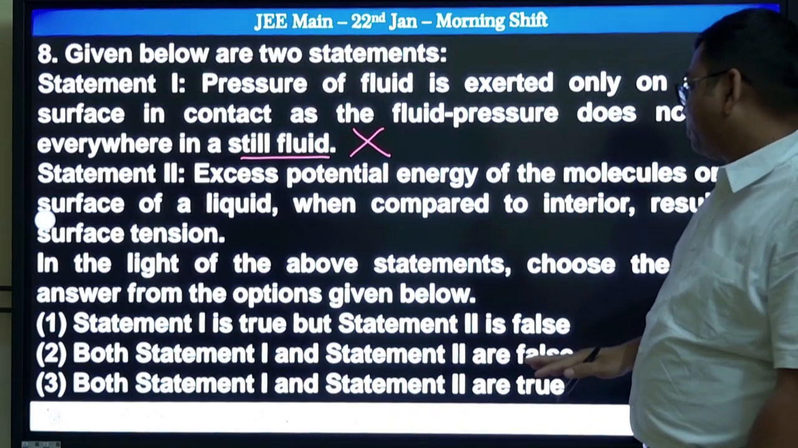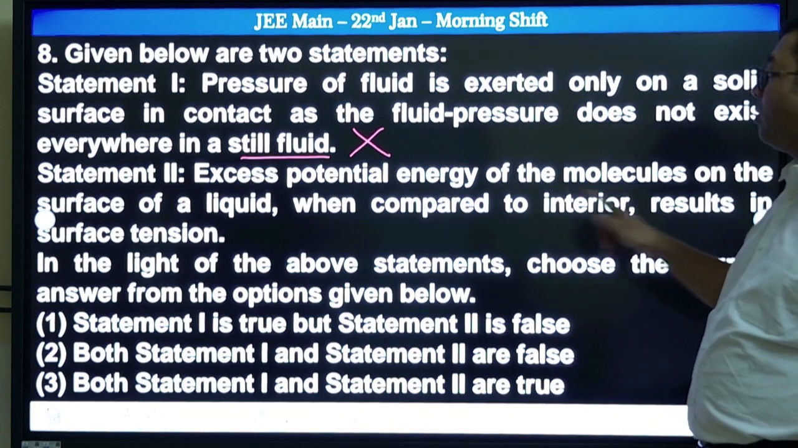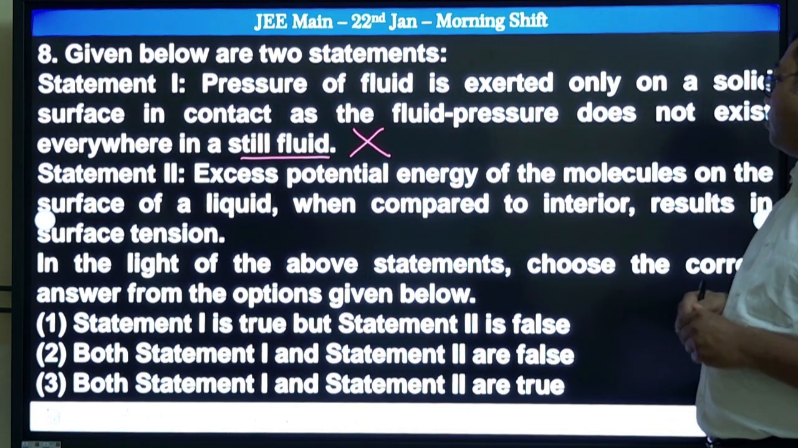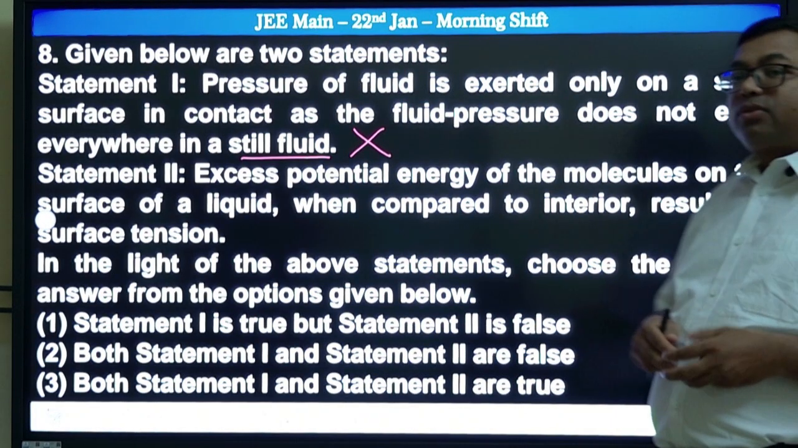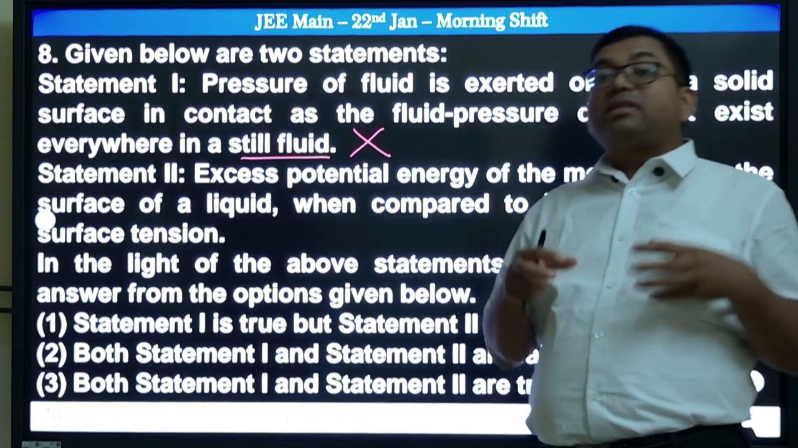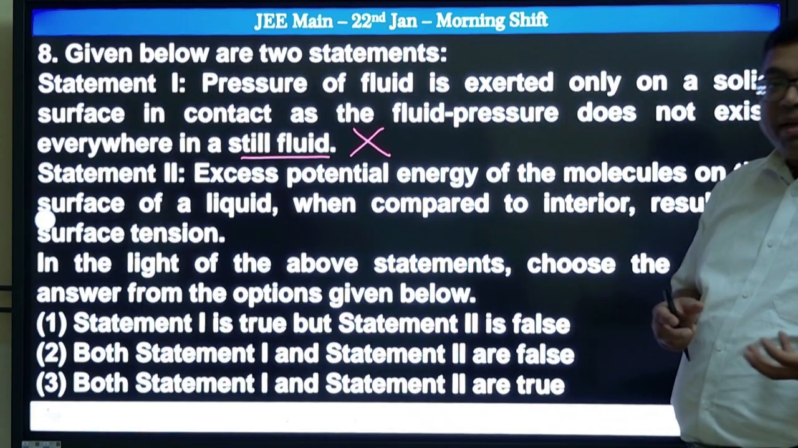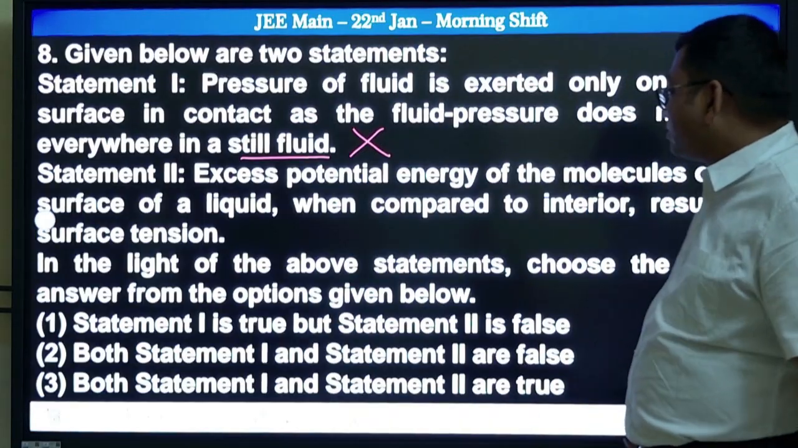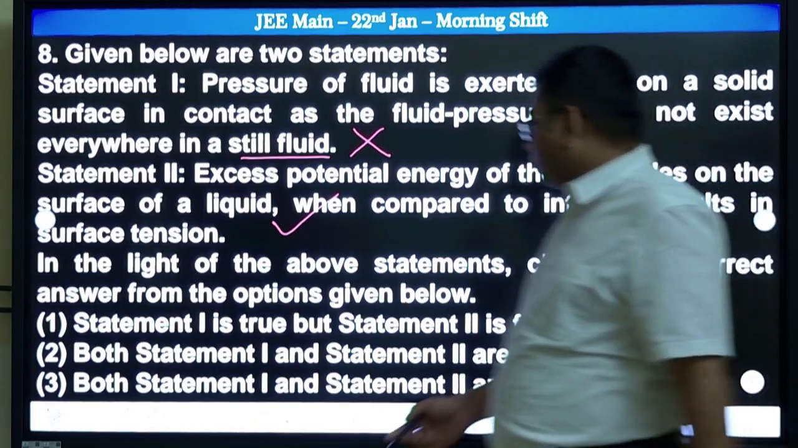Okay, next. Excess potential energy of the molecule on the surface of a liquid when compared to interior results in surface tension. So we know that molecule at the surface has excess energy, right? Because it is unbalanced. So because of that, there is surface tension effect, right? So this statement is correct. Now what we need to choose?